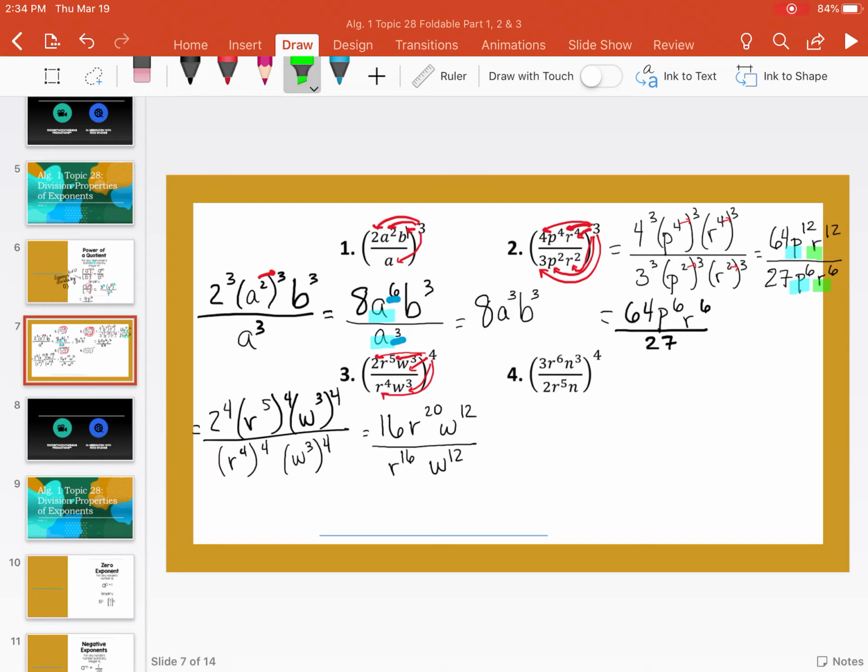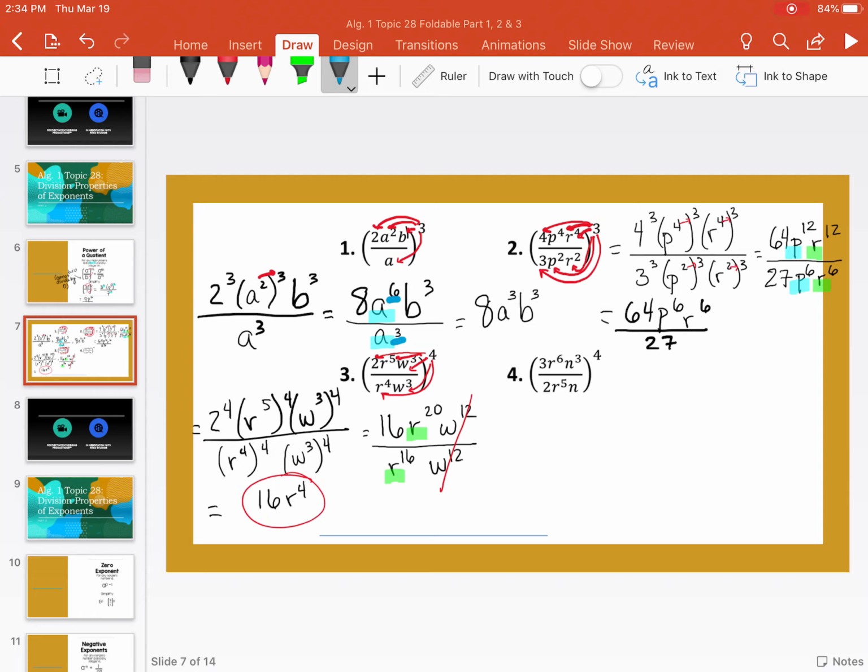Notice how we have the same base here, r and r. We can subtract our exponents, so we end up getting 16 r to the 20 minus 16, which is 4. And notice what we have here, w to the 12th over w to the 12th. It's the same thing, it reduces to 1. So we're technically done with our answer right here.